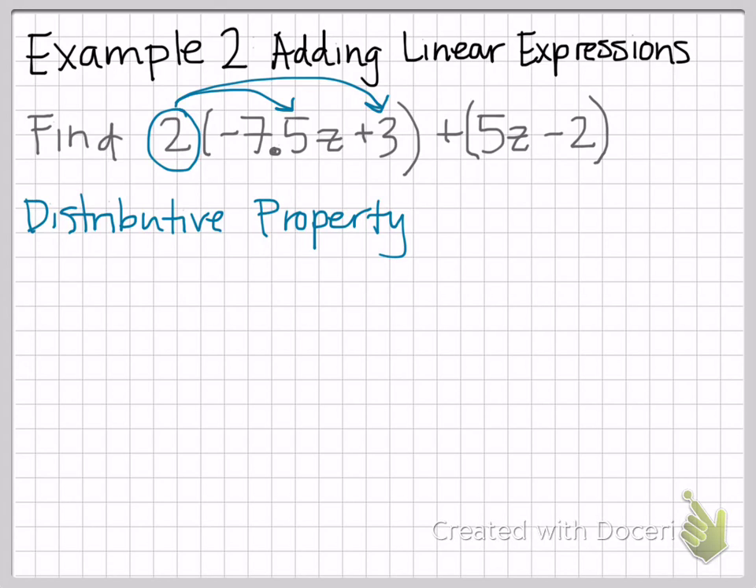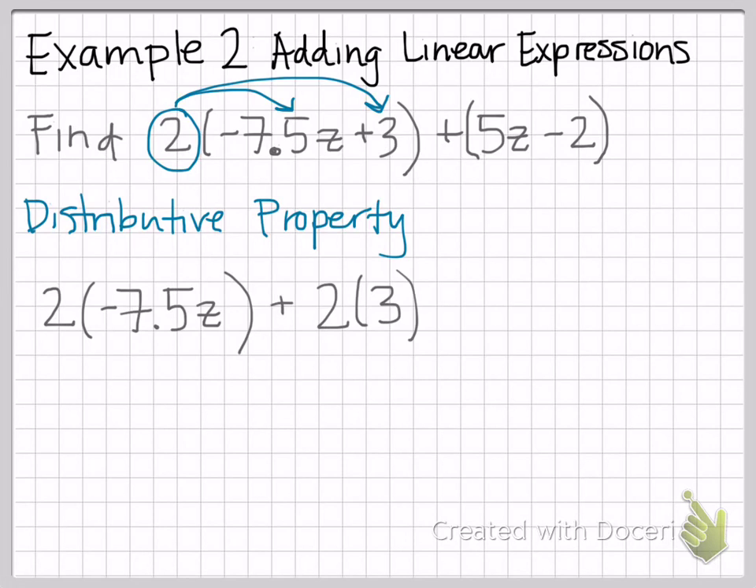Let's see. Negative 2. I'm sorry, not negative 2. 2 times negative 7.5z plus 2 times 3 plus 5z minus 2. Remember, we are just doing distributive property. That's all we've done so far. Now let's go ahead and simplify that.